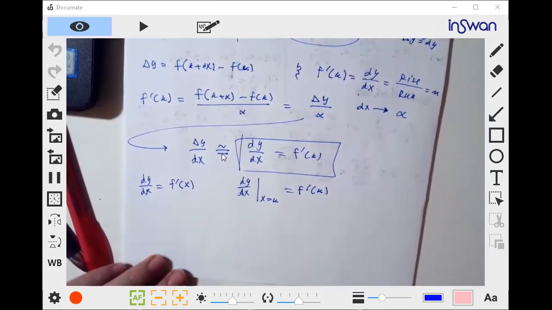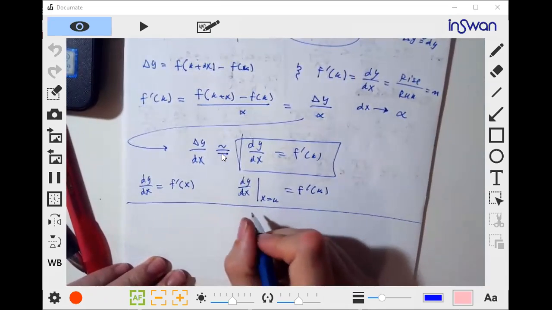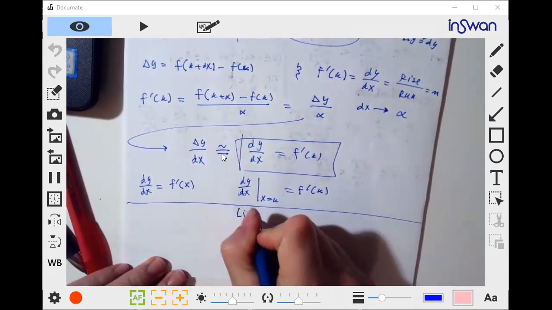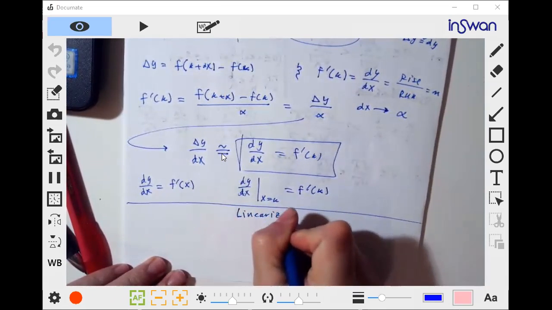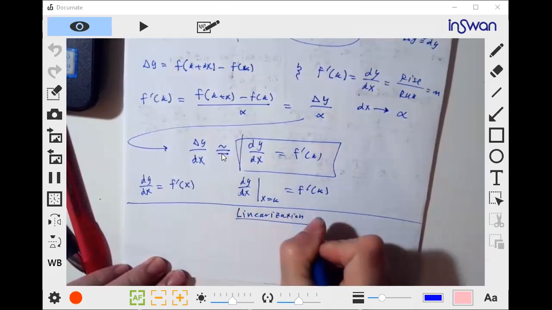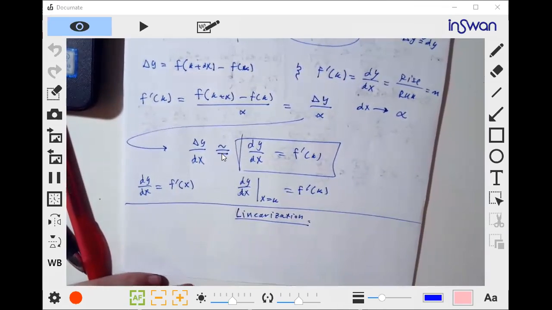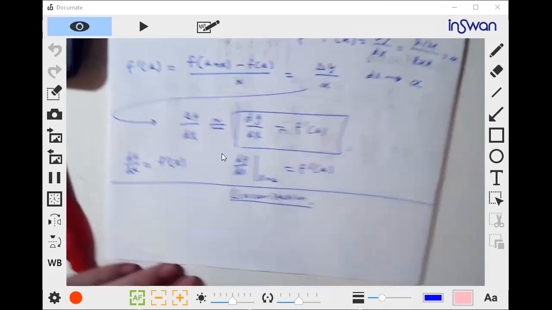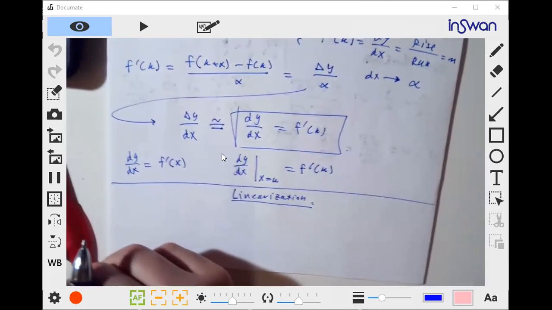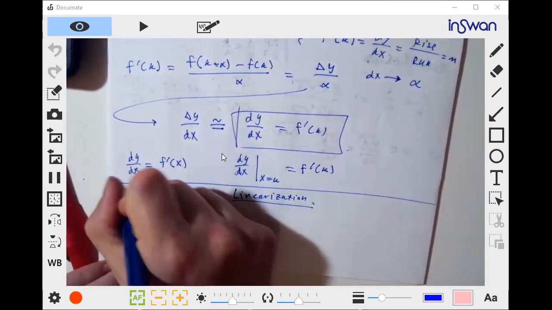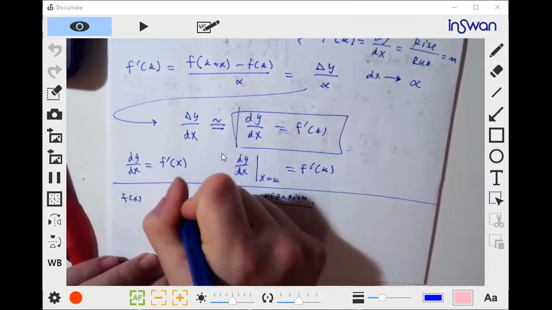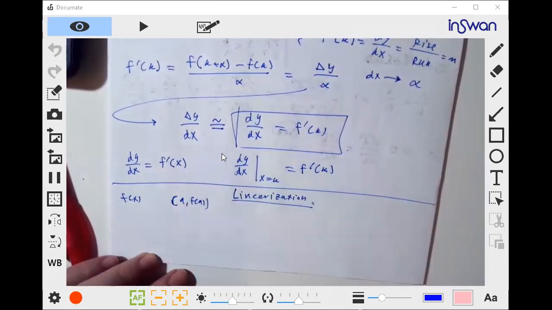Okay, so now this means we can do something, a process called linearization. This means we locally approximate a function with a line. Okay, here is an example. Let's say you have a function f of x. You have a point a, f of a on this function.